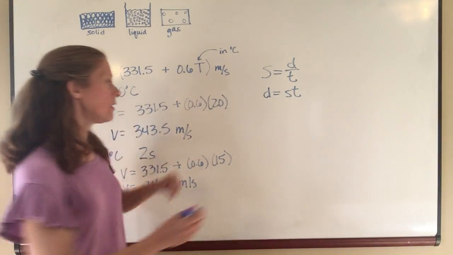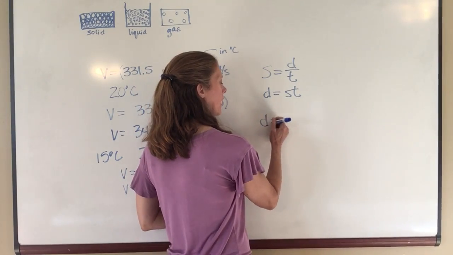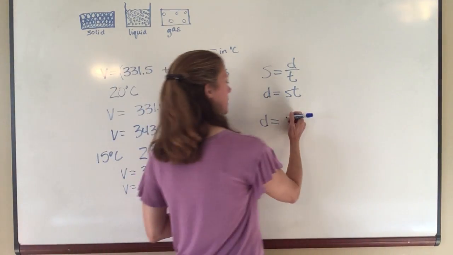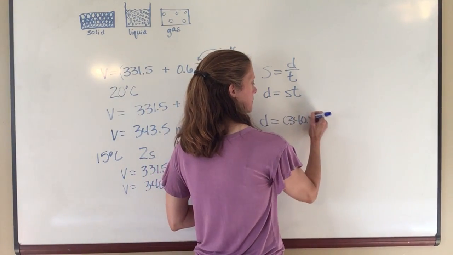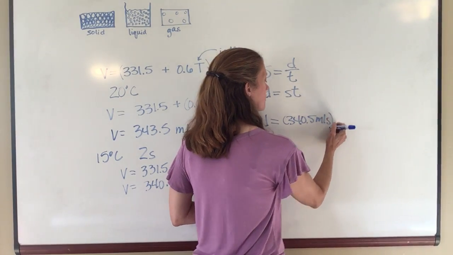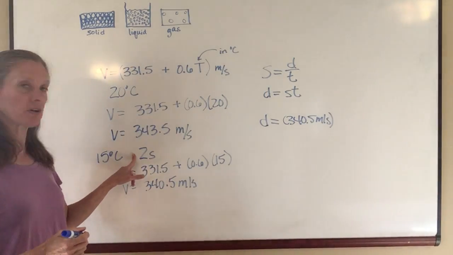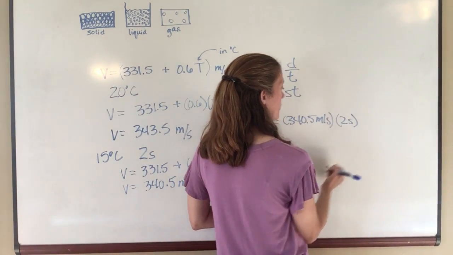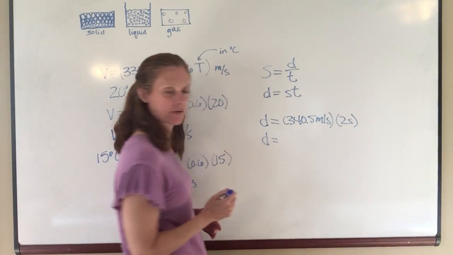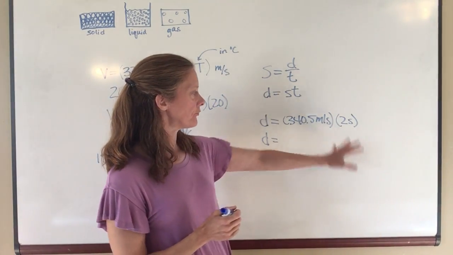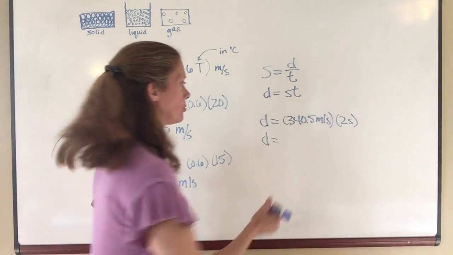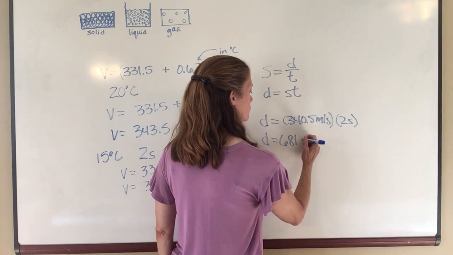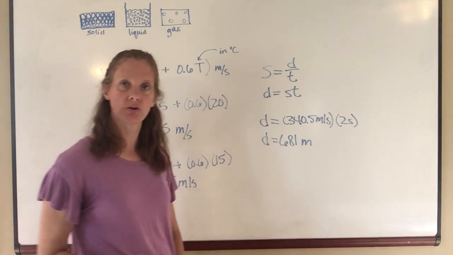Okay, so now how far away was the lightning? Well, I'm going to take the speed, which was 340.5 meters per second, and I'm going to multiply that times the time. And I said, well, it took you 2 seconds to hear the thunder after you saw the lightning flash. And so when I multiply 340.5 times 2, that will give me a distance of 681. The seconds will cancel out, 681 meters.